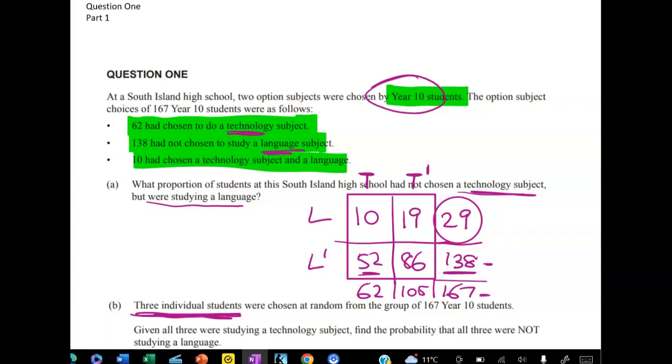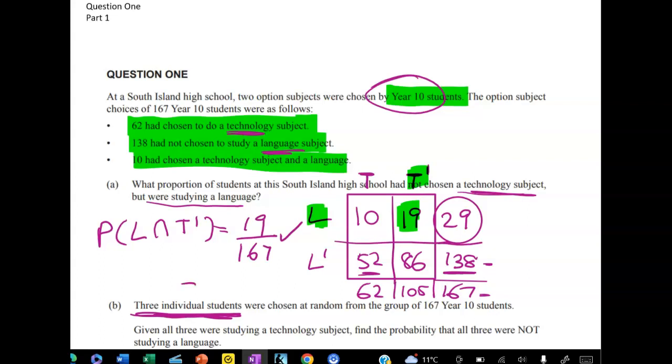Right, so we need to say probably that they had not chosen a technology subject, but they were studying a language. So I'm going to write that like this, language and not technology. Now just notice that I'm choosing from all of the students in this Year 10 cohort. So the bottom number, the denominator in the fraction, is going to be 167. And the numerator is students who hadn't chosen a technology subject, but were studying a language. So it's these 19 here. So we get 19 out of 167. And if I round that to 3dp, I get 0.114.